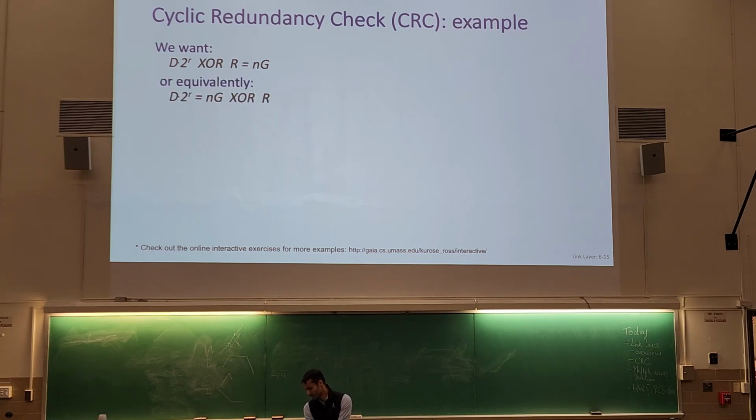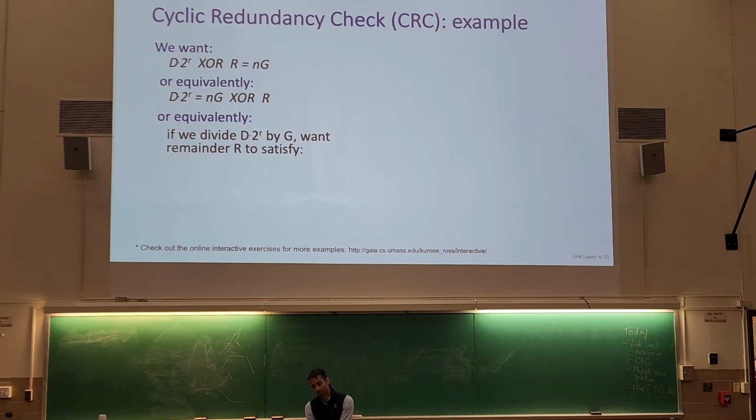And the division occurs as follows. If you want the property D times 2 to the R XOR R equal to N times G, we can XOR both sides by R, and you'll get this equality. Anything XORed by itself just cancels out. So on the left we're left with D times 2 to the R, and on the right we're left with NG XOR R.